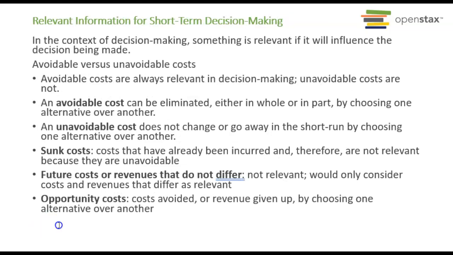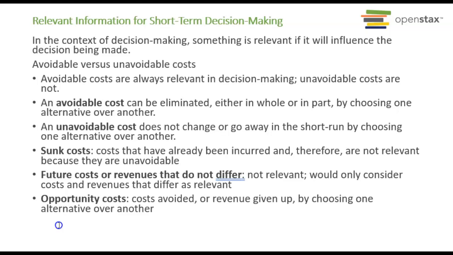But before we get into the analysis, there's some really important vocabulary that I want to touch on. So the first is avoidable cost. And an avoidable cost is something that will go away. It's a cost that we're not going to have if we choose alternative A versus alternative B, for example.